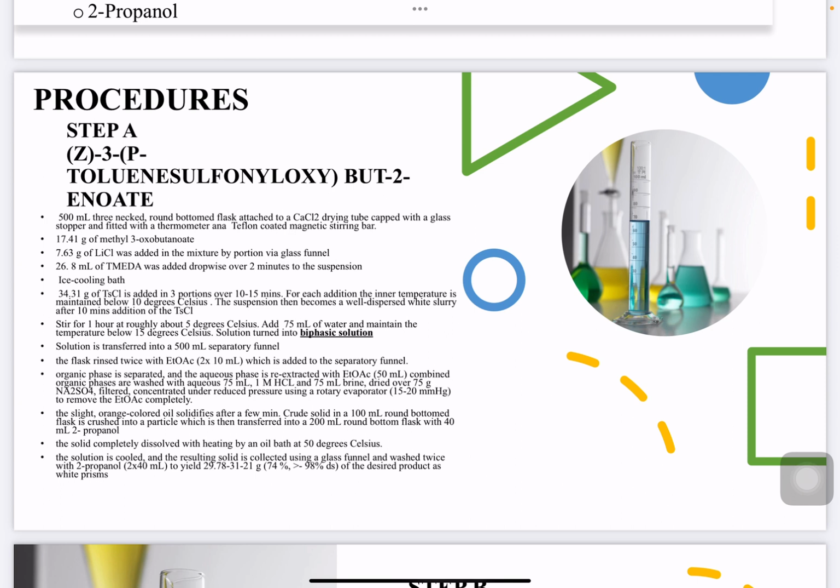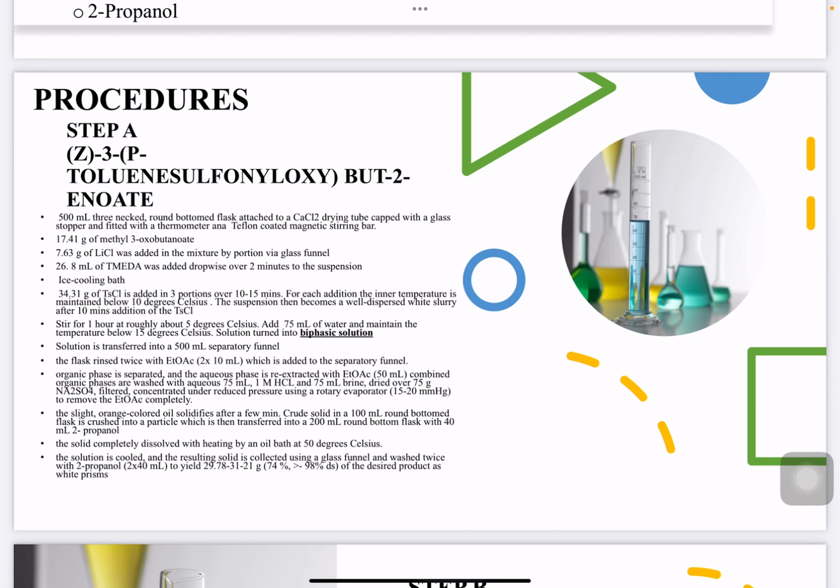The organic phase is separated and the aqueous phase is re-extracted with EtOAc, 50 ml. Then the combined organic phases were washed with 75 ml of 1 molar HCl and 75 ml of brine, and dried over 75 grams of Na2SO4. It was then filtered and concentrated under reduced pressure using a rotary evaporator to remove the EtOAc completely.